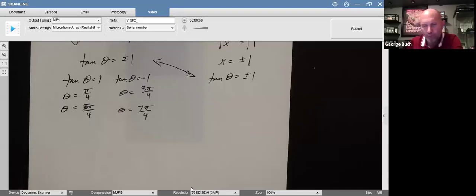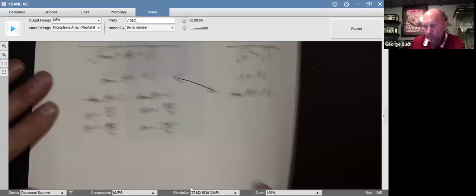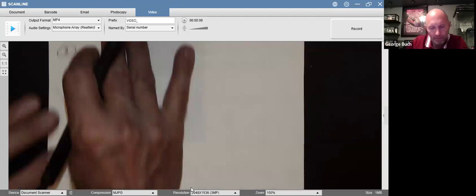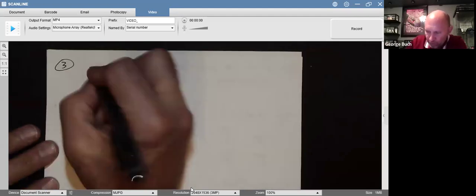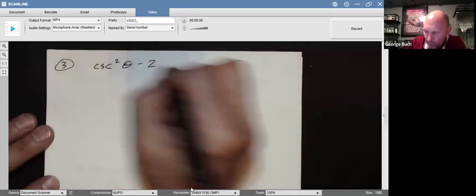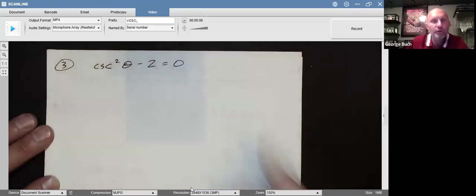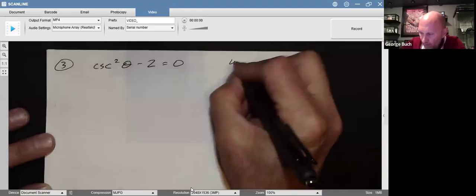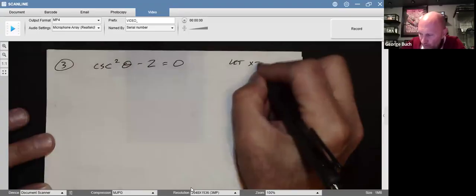All right, third problem. Let's say we have cosecant squared theta minus 2 is equal to 0. Oh boy, cosecant and it's squared. What am I going to do here? Well, you can always substitute. You can say let x equal cosecant of theta.